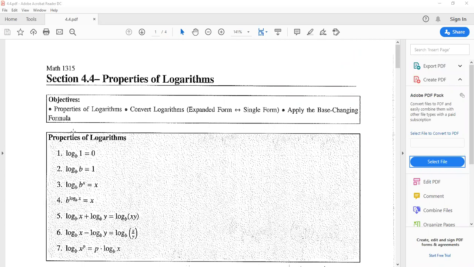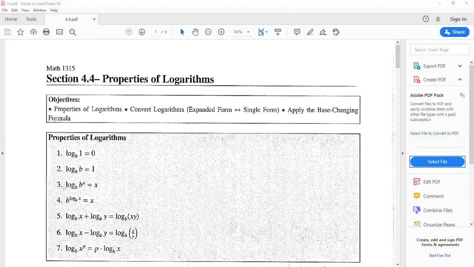That for any base b that's relevant here, greater than 0 and not equal to 1, log base b of 1 will be 0, since b to the 0 equals 1. And log base b of b will equal 1, since b to the 1 equals b.